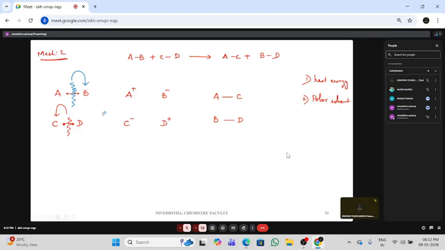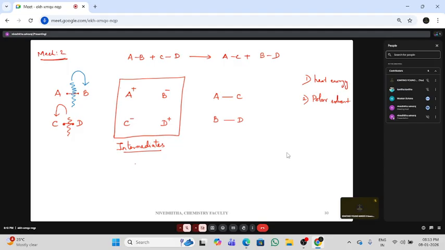Now a new product is formed. See here, these are not my substrates, not my reactants, and they are not my products as well. They are also called intermediates. Here in these intermediates, we got positive and negative charge.